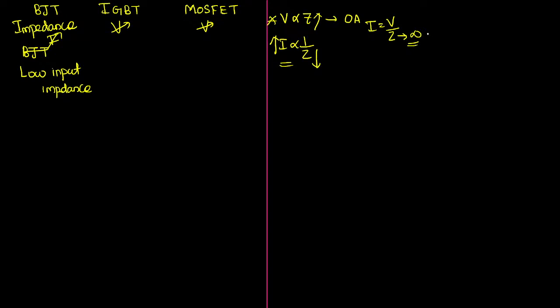But practically this value should be very high. So the impedance offered by the IGBT and MOSFET is very high. So input impedance must be very high. That is the actual reason. But I am just registering it into your brain. Input impedance should be high in both IGBT and MOSFET.